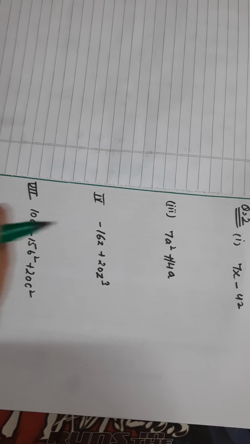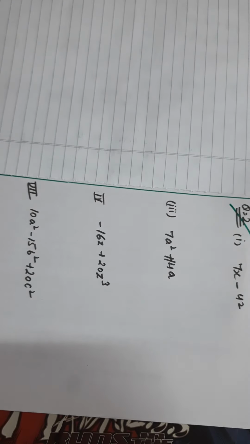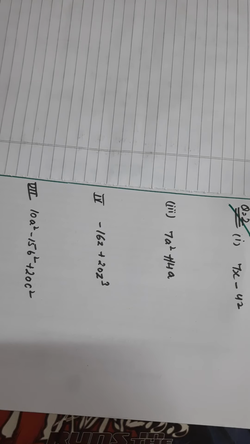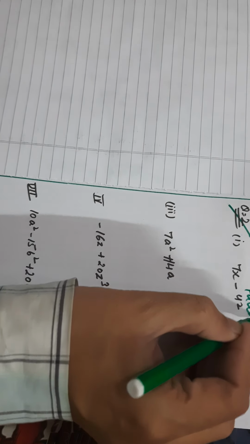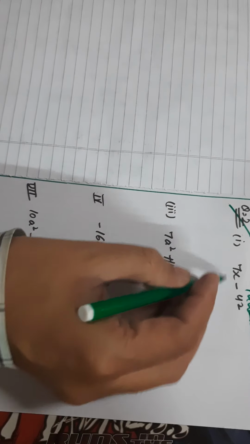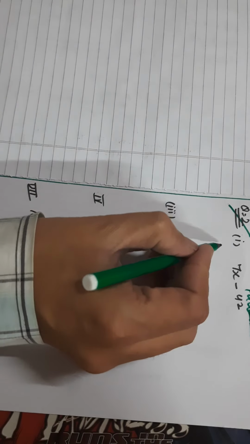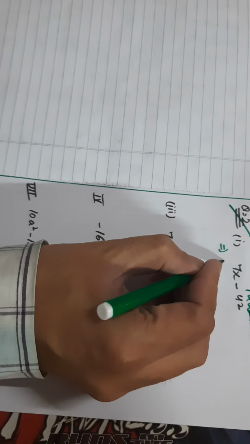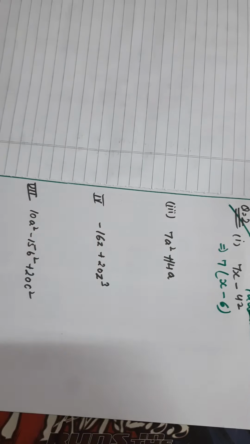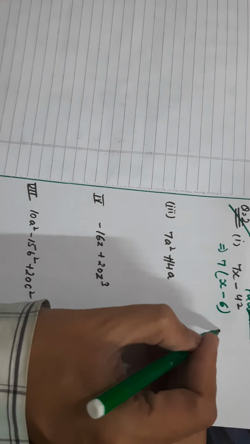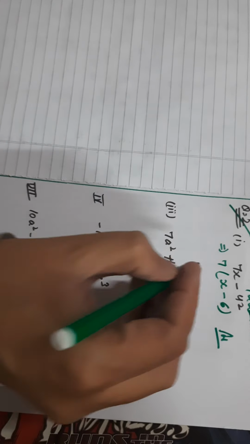Okay, now we're moving to question number 2. Its first part says factorize the following expressions. Factorize. First part is 7x minus 42. From these two terms, you can find 7 common. 7x minus 7 sixes are 42. So what are the factors? 7 and x minus 6.